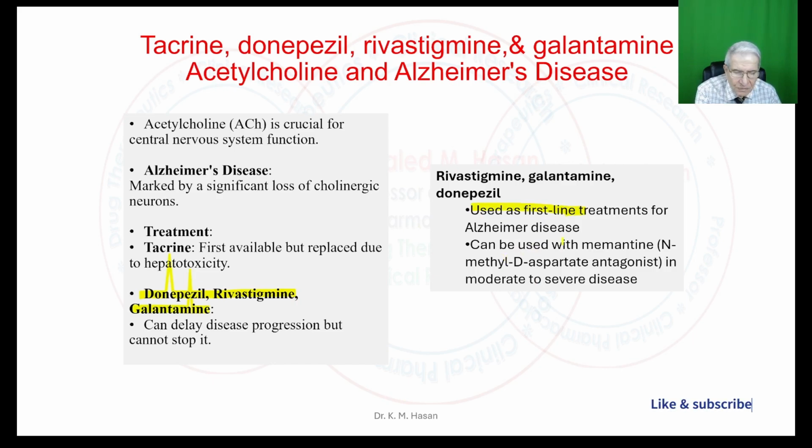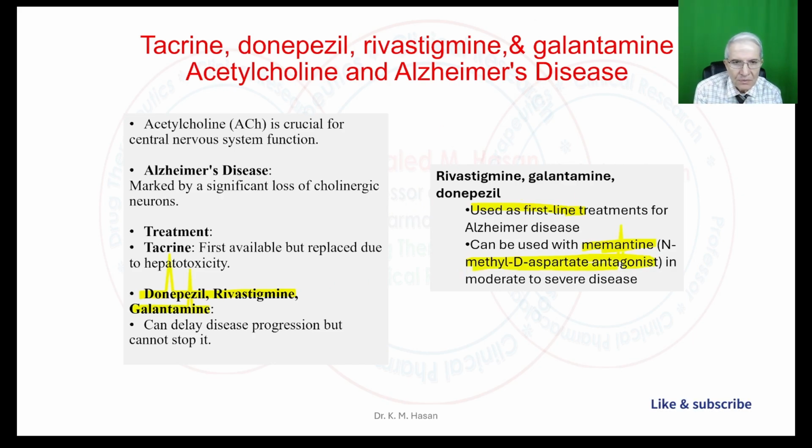This group of medications can be used for patients with Alzheimer disease together with memantine, and memantine is considered an antagonist of the N-methyl-D-aspartate receptor. So we can use it as a combination treatment between two medications: memantine and donepezil, rivastigmine, or galantamine.